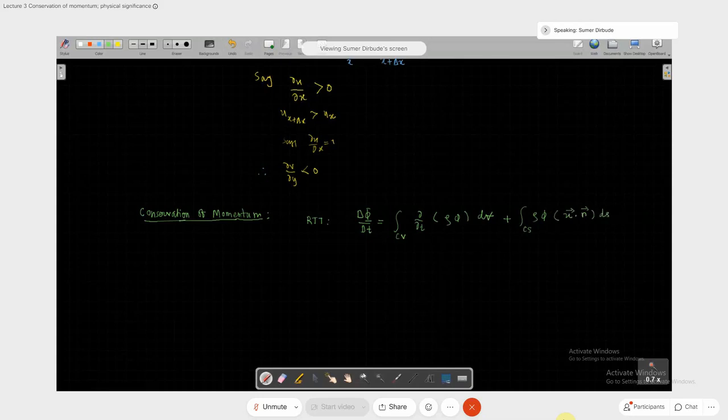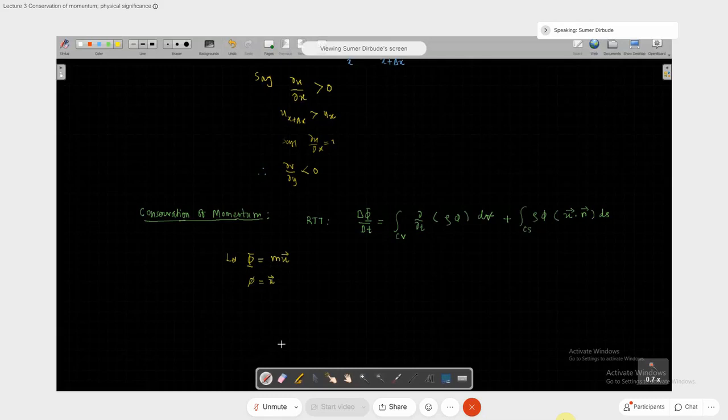This is our RTT. To get the momentum equation, we have to use conservation of momentum. So we are now focusing on momentum, and then we need to define this phi. Capital phi is nothing but momentum, and small phi then becomes momentum per unit mass, so only u.